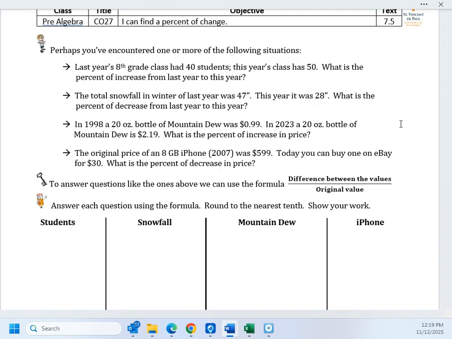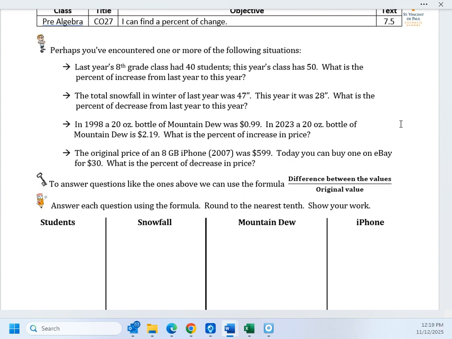Let's say last year's 8th grade class had 40 students and this year's class has 50 students. What is the percent of increase from last year to this year? Or maybe the total snowfall in winter last year was 47 inches. This year it was only 28 inches. What is the percent of decrease from last year to this year?